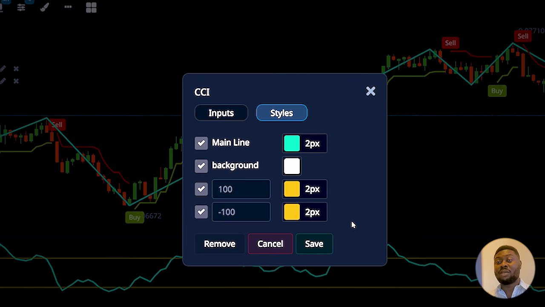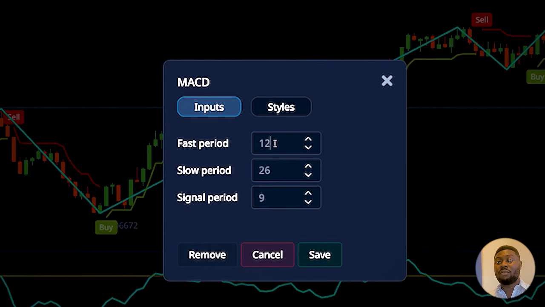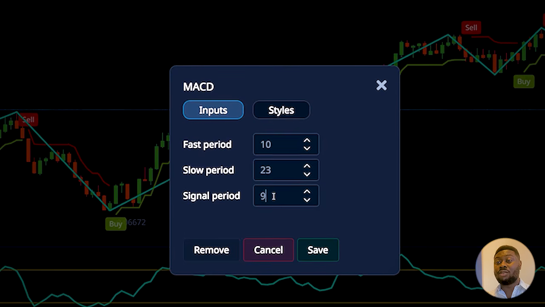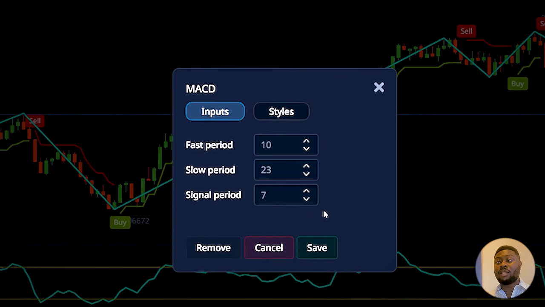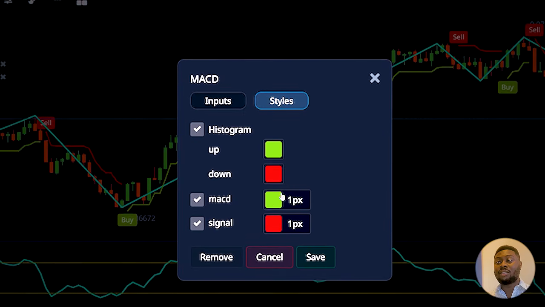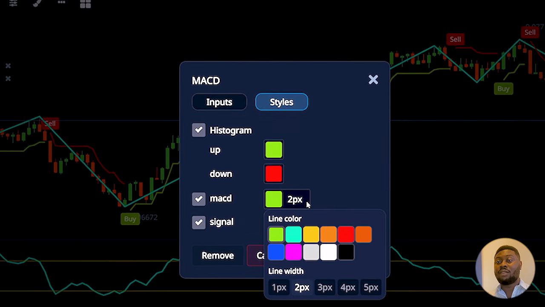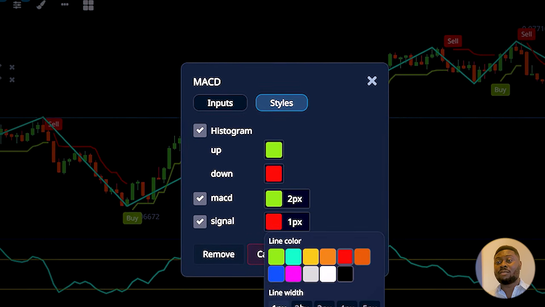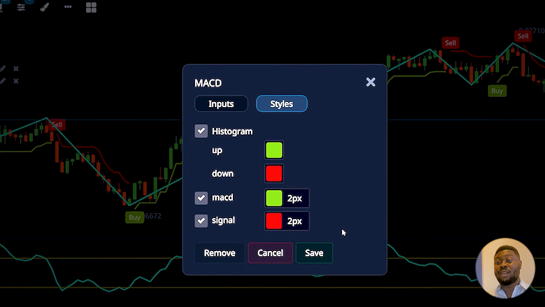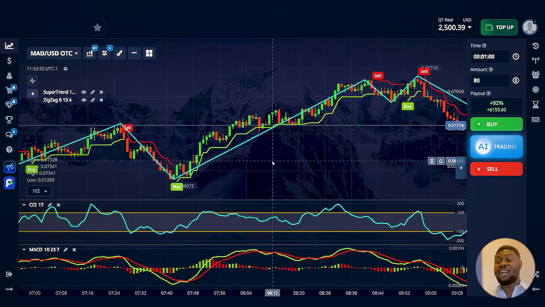And finally, the MACD. The fast period value will be 10. The slow period will also be reduced to 23. And the signal period will be 7. In the indicator style settings, I will increase the thickness of the MACD and signal lines. Now the settings are completed, which means you can start looking for suitable situations and open trades.